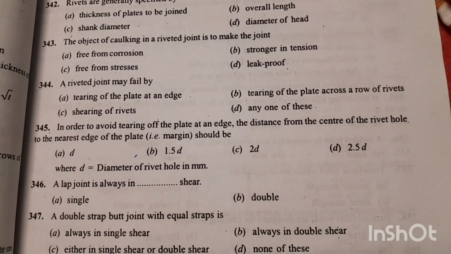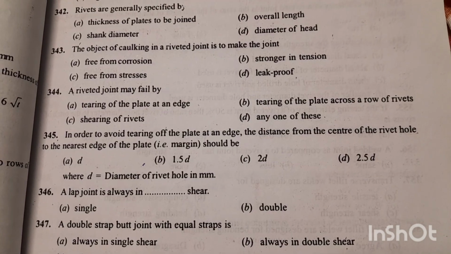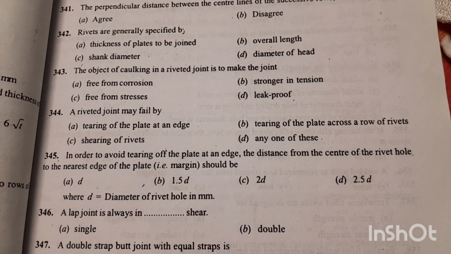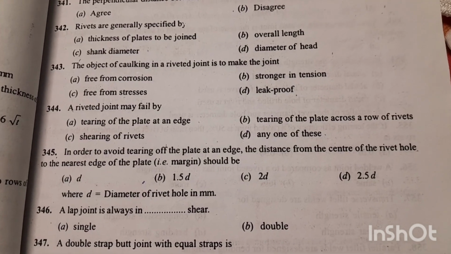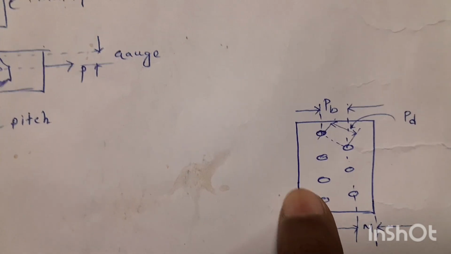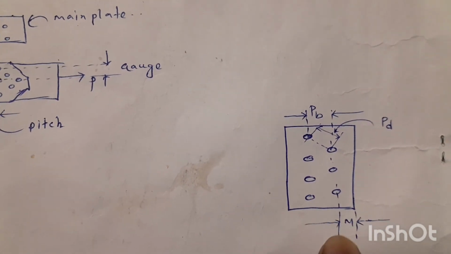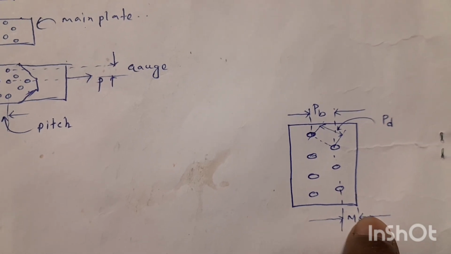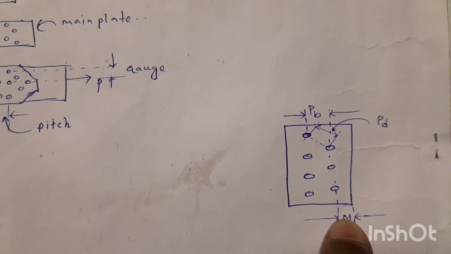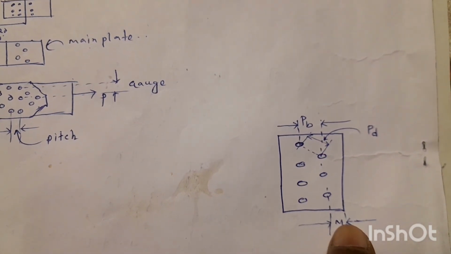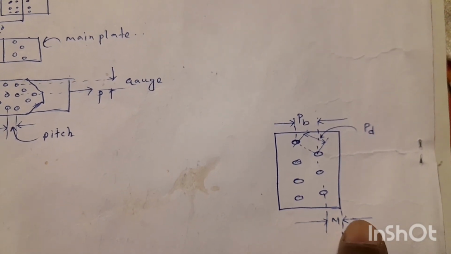Next question 345. In order to avoid tearing of the plate at an edge, the distance from the center of the rivet hole to the nearest edge of the plate should be, option B is the right answer, 1.5 d. Suppose for this connection, this is the distance between the center of the rivet hole and the edge of the plate. This distance should be 1.5 times the diameter of the rivet hole to avoid tearing of the plate.